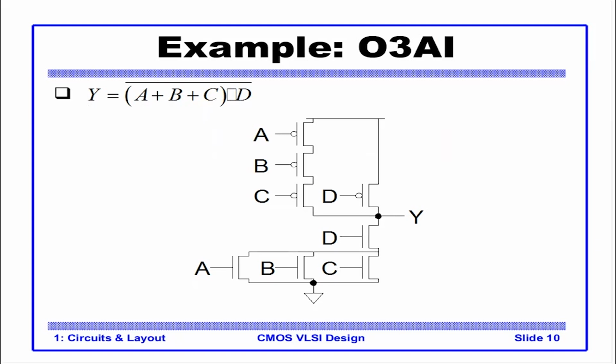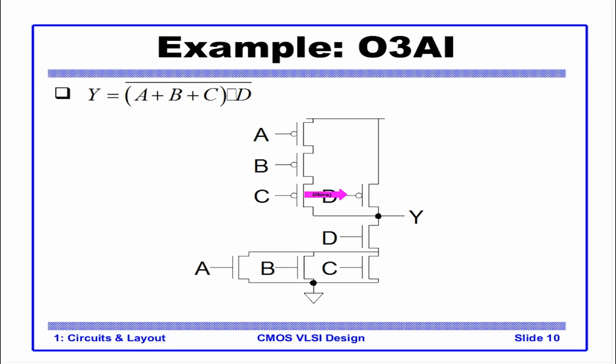Let's again review this. For pull down, we should look at the non-complement part and implement it as it is in NMOS. A, B, C being in parallel, and the whole circuit should be in series with D. For the pull-up part, A, B, and C should be in series, and the whole of it should be parallel to D.